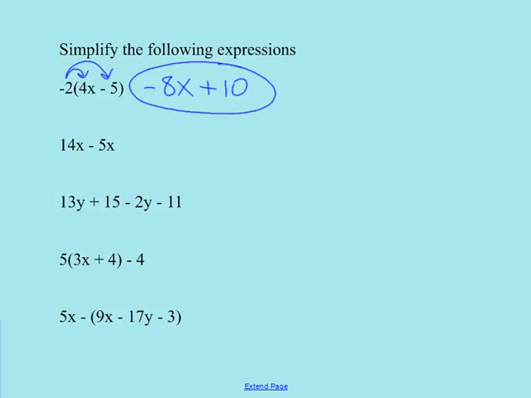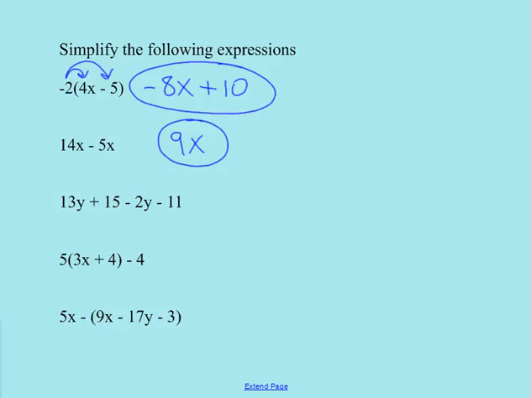Our next example, 14x minus 5x. As we talked about a minute ago, there are two terms here. You'll notice both of them have an x, so they are like terms, and we can combine them. 14 minus 5 is 9, so we end up with 9x. Right? This would be an example of what we call combining like terms.